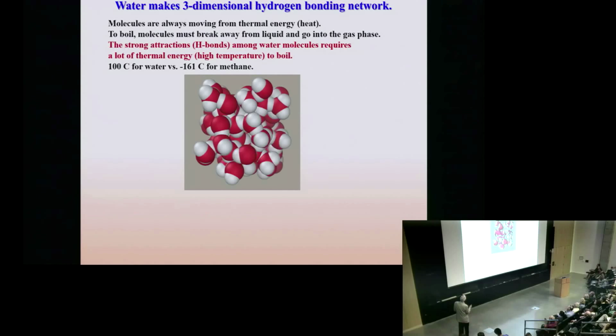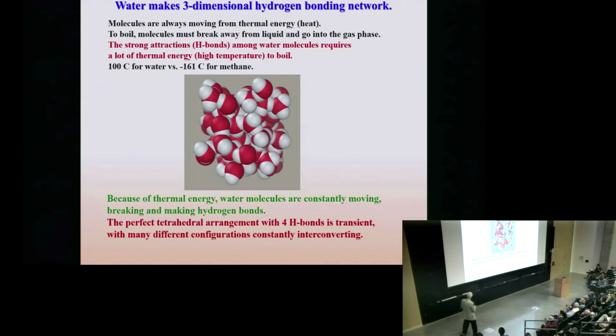Now, in order for water to boil, to turn into steam, for water to go from the liquid phase to gas phase, what you have to do is overcome these bonds. And these are pretty strong bonds, and that's why water boils at such a high temperature. So the strong attraction among water molecules requires a lot of thermal energy, heat, to get these molecules jumping around, moving with this thermal energy. And if it's moving fast enough at high enough temperature, 100 degrees C, 212 Fahrenheit, they'll start jumping out of liquid water and become a gas.